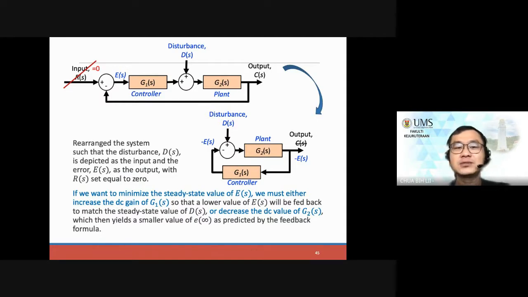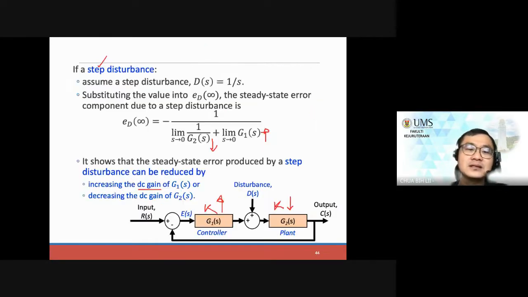Remember in chapter 2C previously, we have analyzed a system with disturbance where we may consider two parts: when disturbance equals zero and when input equals zero. When input equals zero, we can rearrange our system in such a way that the controller will become our feedback system. So here you can see that if it is in the feedback system, we would intend to increase the DC gain of the G1 and decrease the DC gain for G2. So this explains these conditions on what we have obtained mathematically.